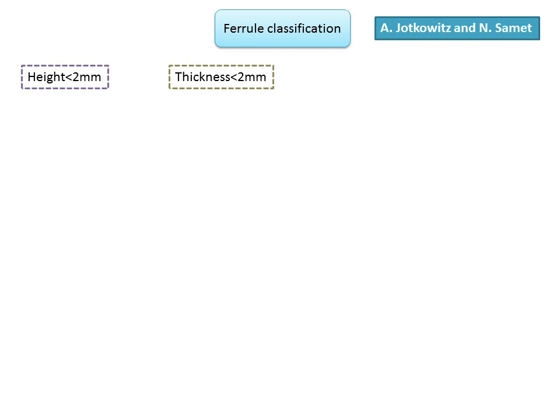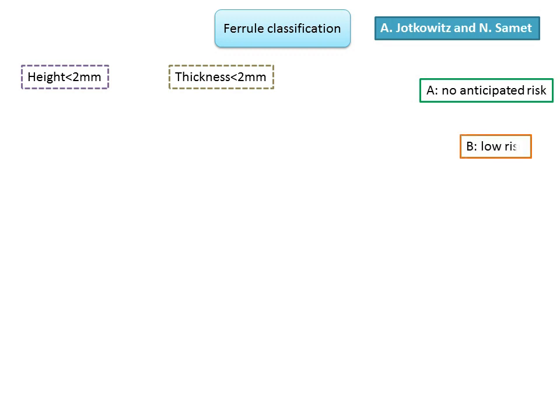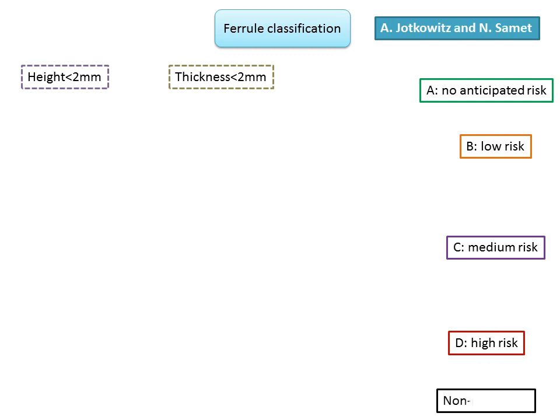Location is represented by the corresponding side and the lateral vectors of load on the tooth, which are defined as light lateral loads or heavy lateral loads. Based on these four aspects, there are 5 categories. Category A, no anticipated risk. Category B, low risk. Category C, medium risk. Category D, high risk. And Category X, where no ferrule can be established.